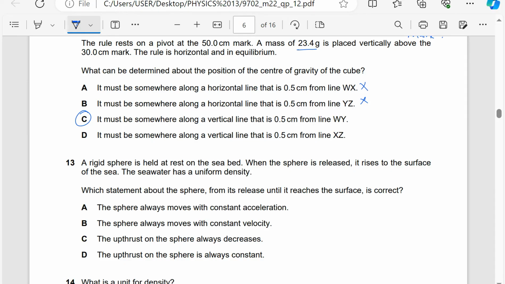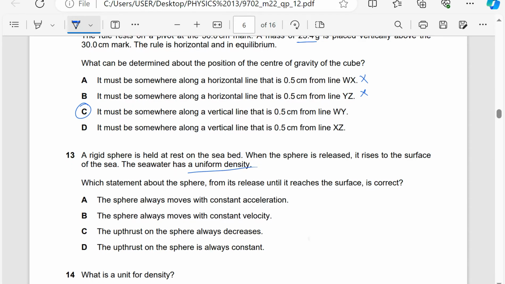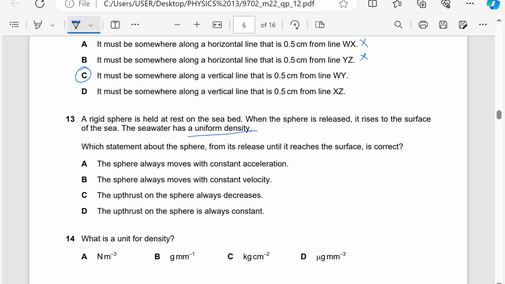A rigid sphere is held at rest on the seabed. When the sphere is released, it rises to the surface of the sea. The seawater has uniform density. Which statement about the sphere from its release until it reaches the surface is correct? Of course, if it is in the seabed, it means the upthrust is constant, because upthrust depends on the cross-sectional area, which is of course constant for that same sphere, times the difference in pressure, which is going to be constant because difference in pressure depends on the pressure on the top of the sphere and the bottom of the sphere. So if it is still fully submerged, the difference in pressure remains the same, so the upthrust remains constant.